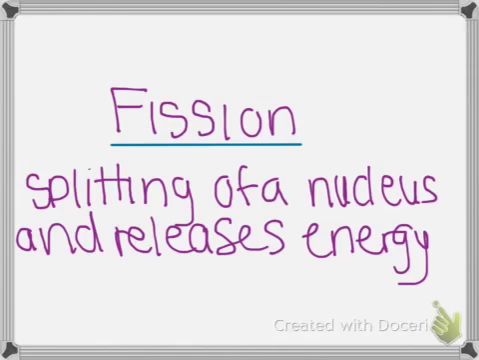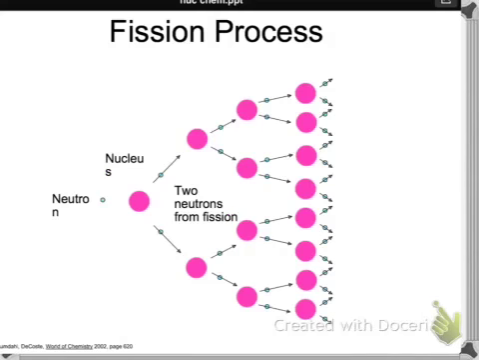Fission, on the other hand, is the splitting of a nucleus, and then it releases energy. So here's a diagram. So a neutron goes into a nucleus, and it hits that, and then it splits into 2, and then from there it splits into 2 again and again and again, and that keeps happening, and every time it splits, it releases energy from the nucleus.